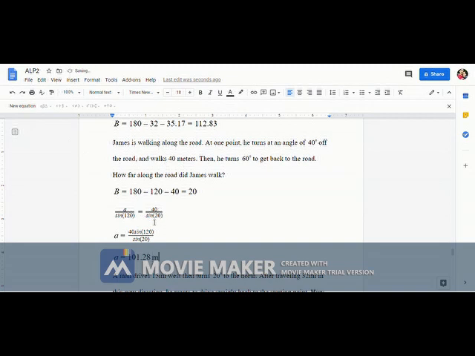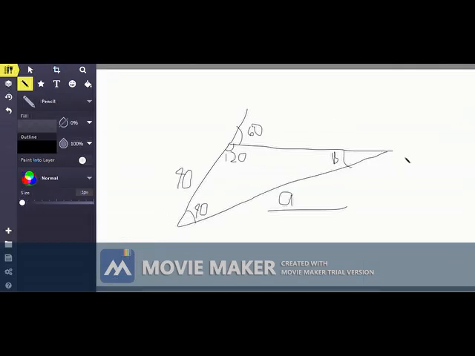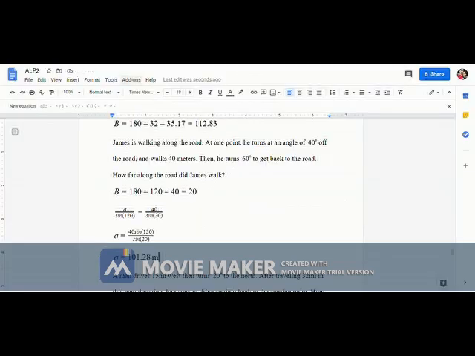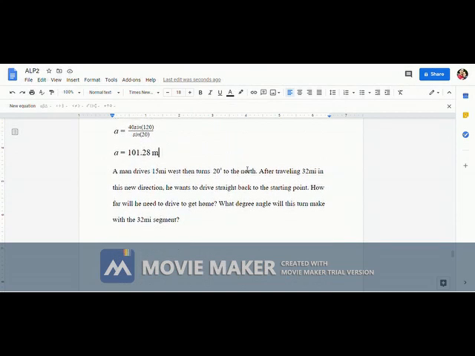So 101.28 meters, roughly, is the distance that he walked if he had just walked along this road instead of turning off and coming back this way. So now we can move on to the next problem.